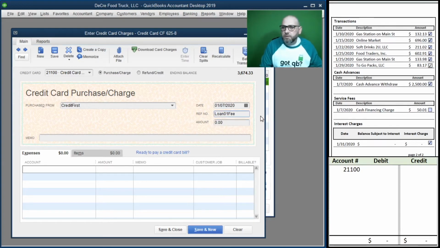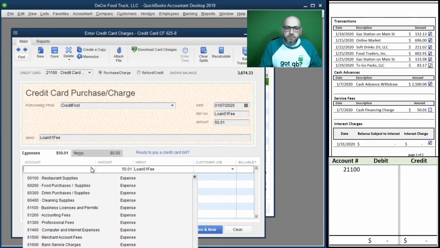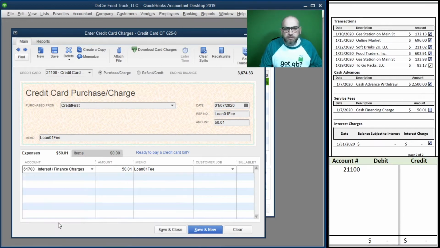Fee. And right here we're going to enter $50.01. And what is it? This is a cash financing charge. So let's go ahead and put it under bank service charges, right? Or interest finance charges. Let's put it under interest finance charges.